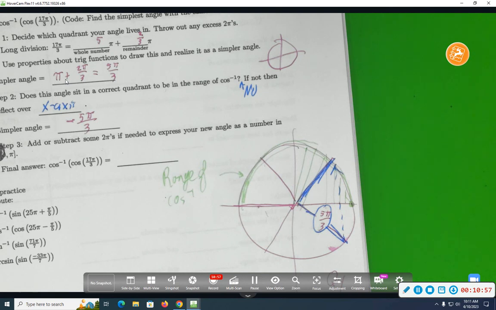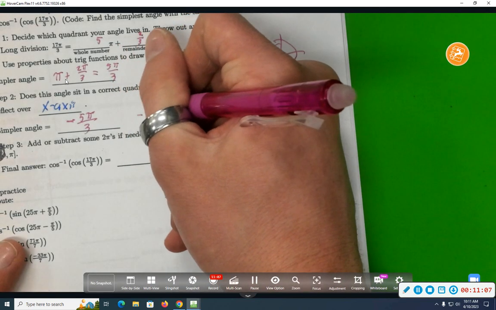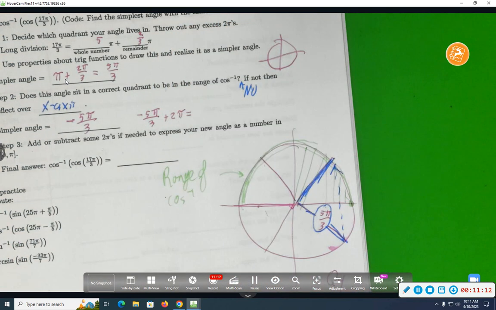Let's start adding some 2 pi's. Cosine doesn't care about 2 pi's. So let's add 2 pi to that and see what we get. What is negative 5 pi over 3 plus 2 pi? Let's add these like we would add fractions. We need a common denominator. What's the common denominator?